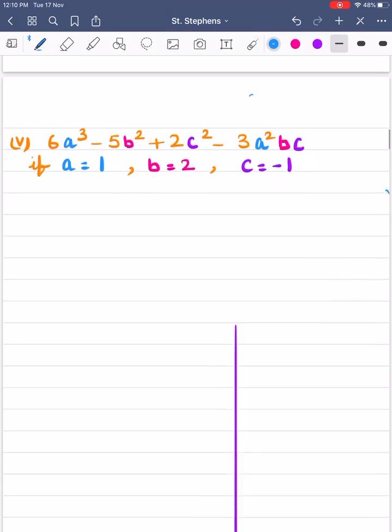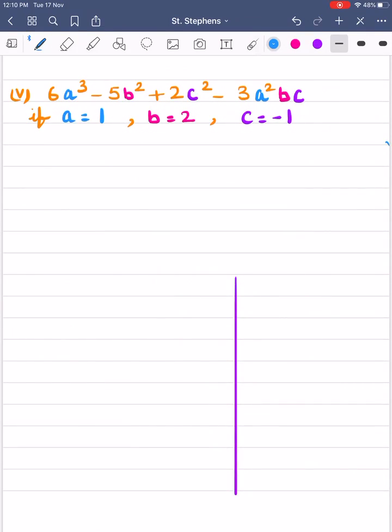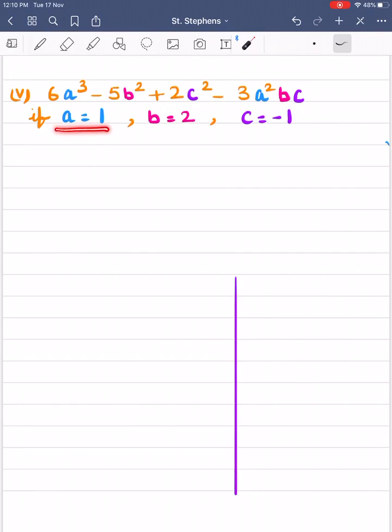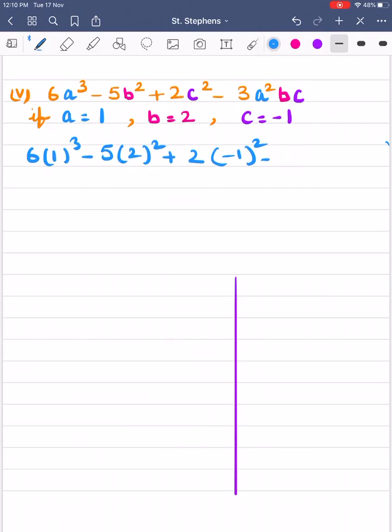Let's move to fifth part. Now here also we will replace variables by the given values. So here a is equal to 1, b is equal to 2 and c is equal to minus 1. So let's write by replacing variables by their values. So we have 6 into 1 raised to power 3 minus 5 into 2 raised to power 2 plus 2 into minus 1 raised to power 2 minus 3 into 1 raised to power 2 into 2 into minus 1.